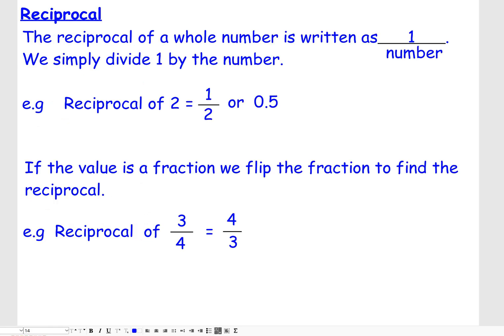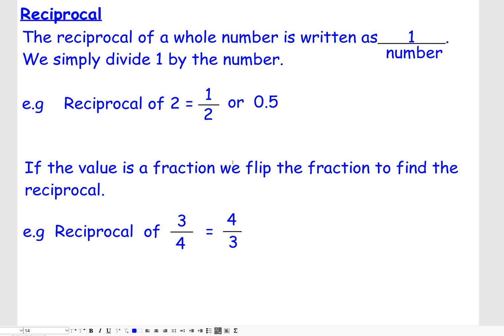So moving on to the next type of number, the reciprocal. The reciprocal of a whole number is written as 1 divided by the number, or 1 over the number, so it becomes a fraction. We simply divide 1 by the number. For example, the reciprocal of 2 equals a half, 1 over 2, 1 divided by 2, because we know this fraction line means divide. That's the same as 0.5, or 50% as a percentage.